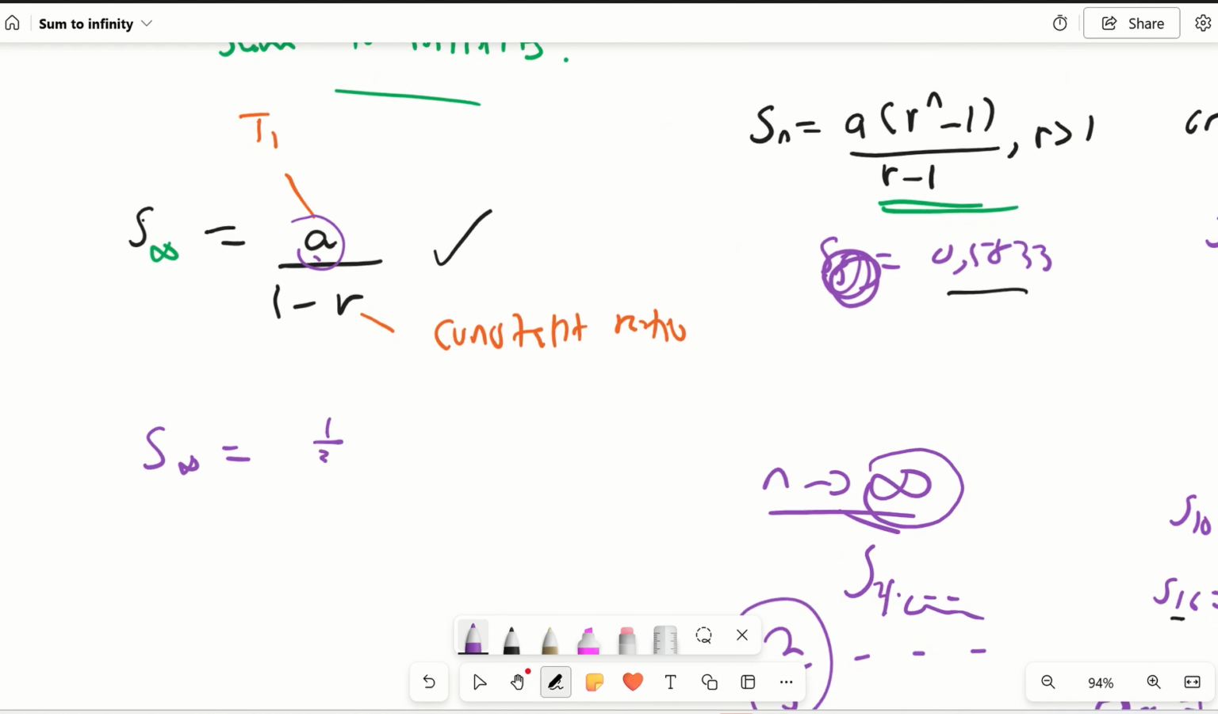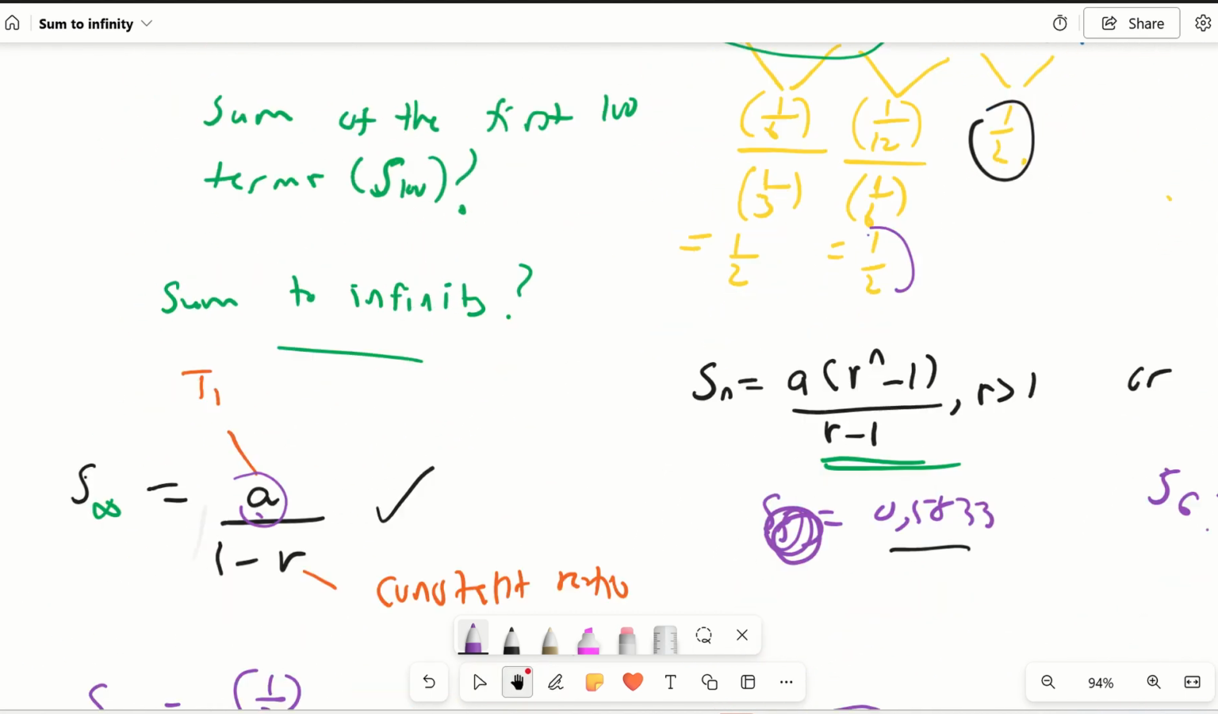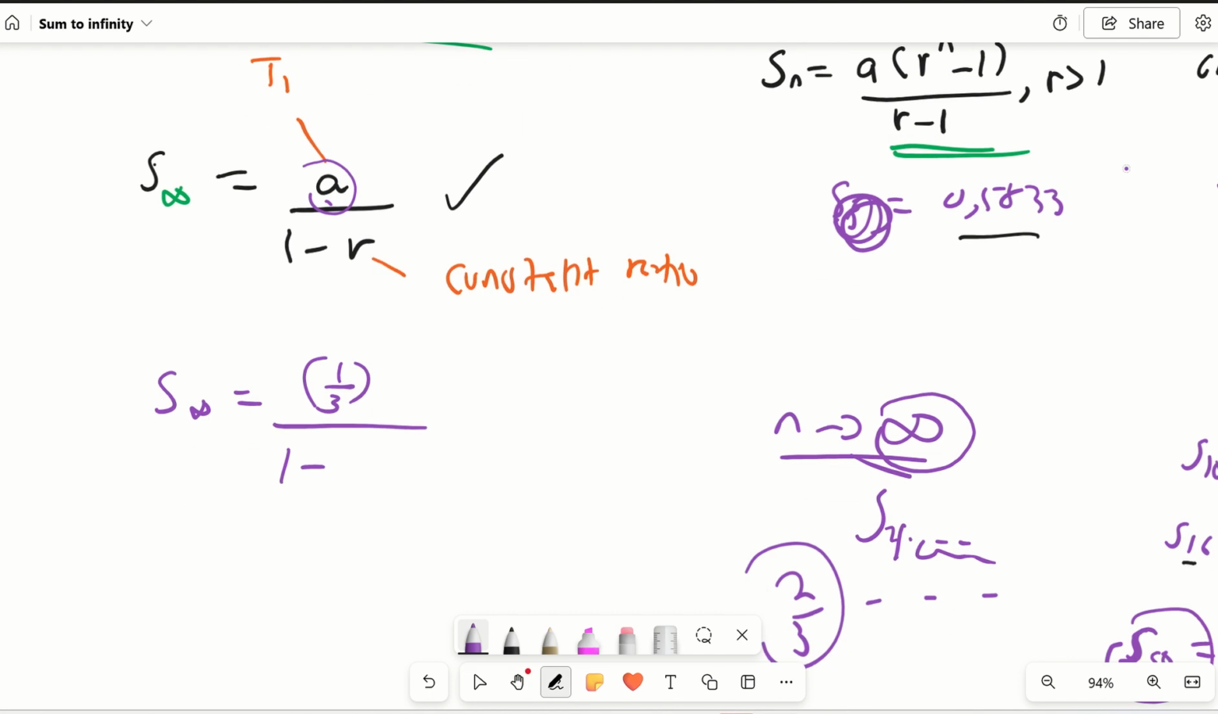One over 3, proper stuff. This is how you punch it in your calculator, right? You put this in brackets like that, over 1 minus what is our R? Constant ratio. 1 over 2, yeah? Since you know that 1 over 2 is 0.5, just put 0.5 like that, né? So that it is quicker for you to punch onto your calculator. That's one of the shortcuts. That's what separates the best students from the average ones.